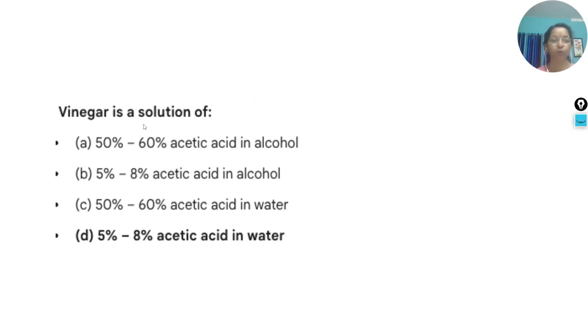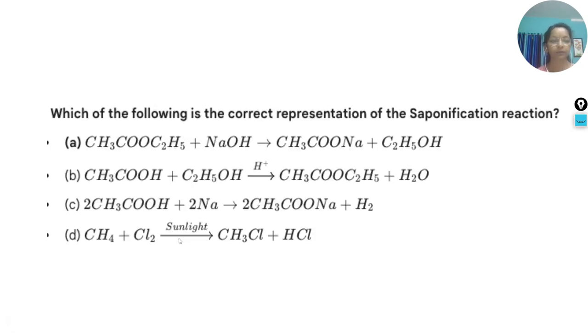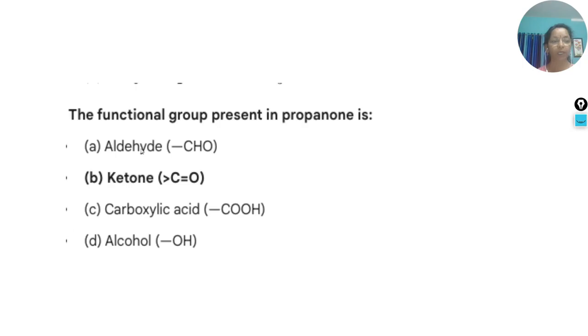Then vinegar is a solution. It's a very dilute solution of acetic acid in water. It is 5 to 8% is the correct answer. Which of the following is the correct representation of saponification? Saponification is opposite to esterification, so we need to start with the ester breaking down. This is the only equation we have with ester, so the first option is the correct answer.